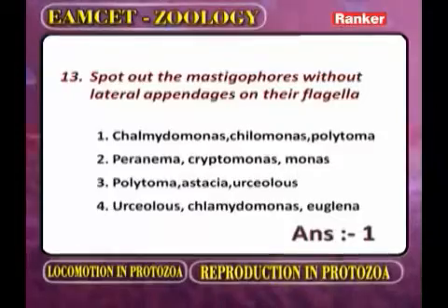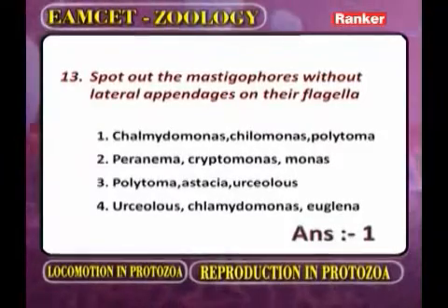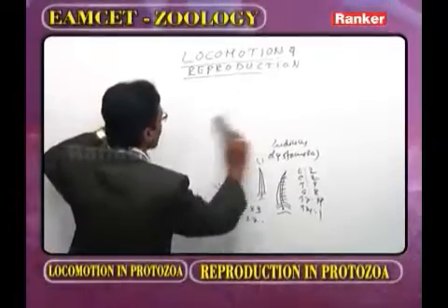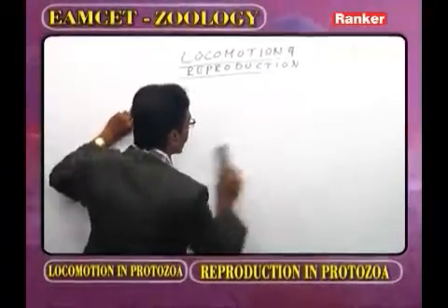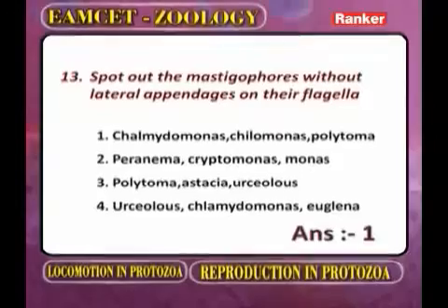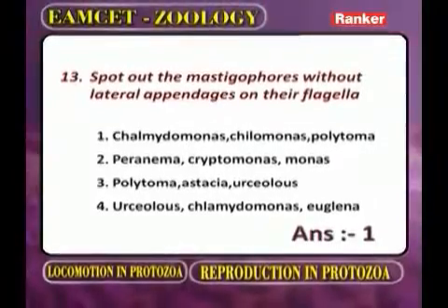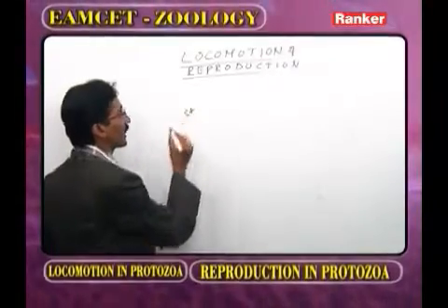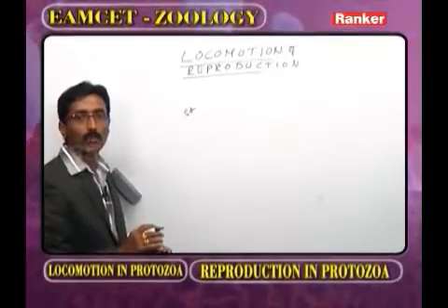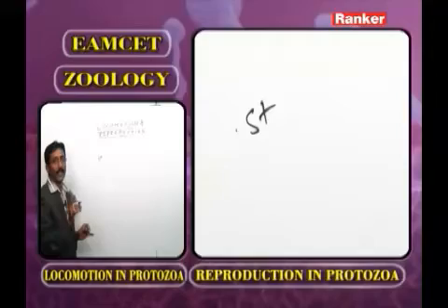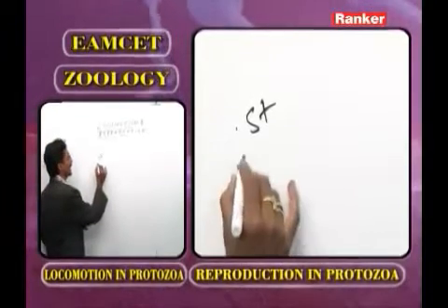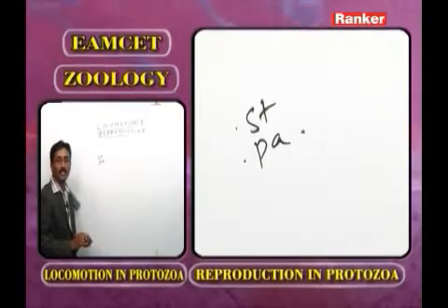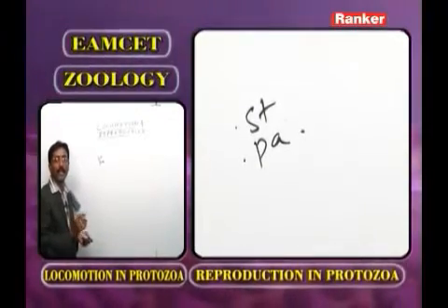Now pick out the flagellates without lateral appendages on their flagella. The first one we call stichonematic; in the stichonematic, lateral appendages are present. One example is Euglena and Astasia. The second one we call pantonematic; two or more rows of mastigonemes are present. Examples: Peranema and Monas.